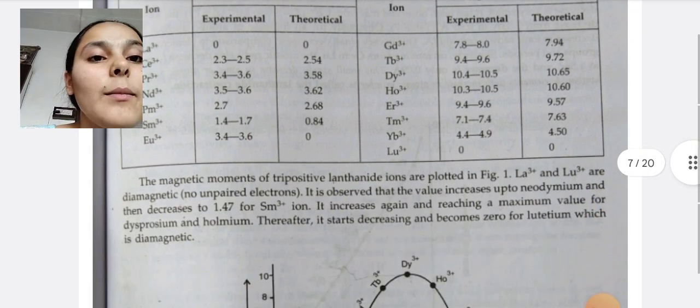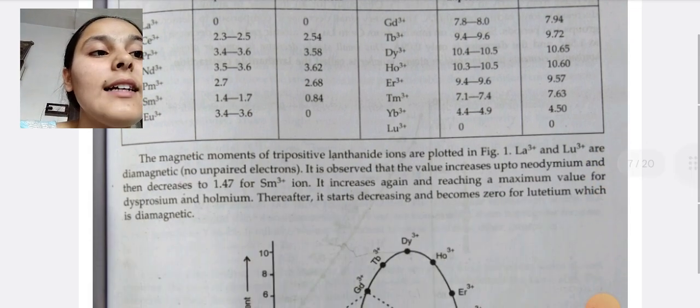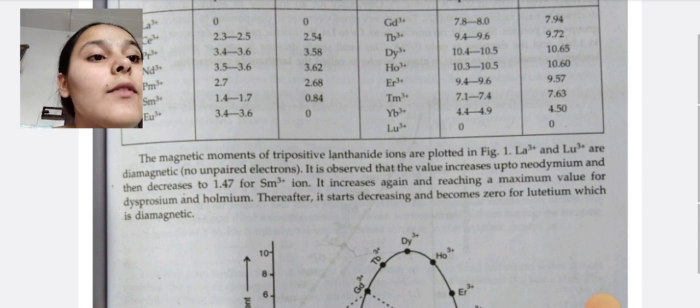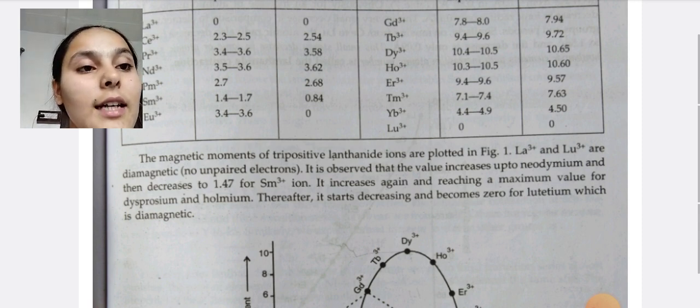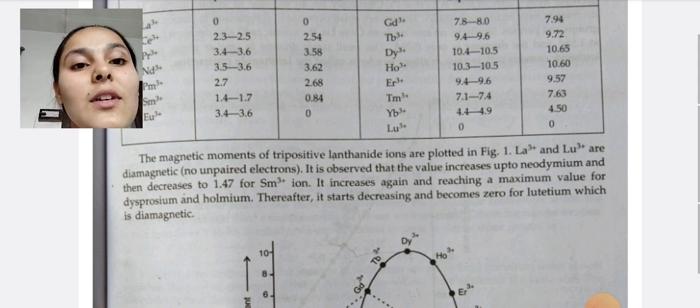The magnetic moments of tri-positive lanthanide ions are plotted in Figure 1. La3+ and Lu3+ are diamagnetic, with no unpaired electrons. It is observed that the value increases up to neodymium and then decreases to 1.474 for Sm3+ ions. It increases again, reaching a maximum value for dysprosium and holmium. Thereafter, it starts decreasing and becomes zero for lutetium, which is diamagnetic.